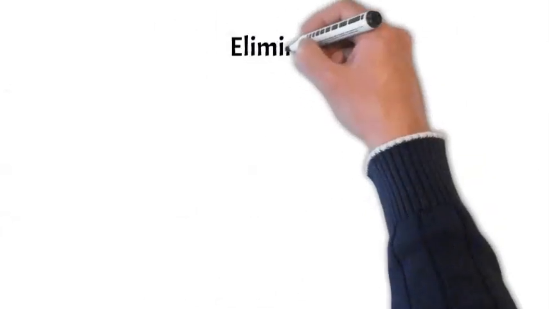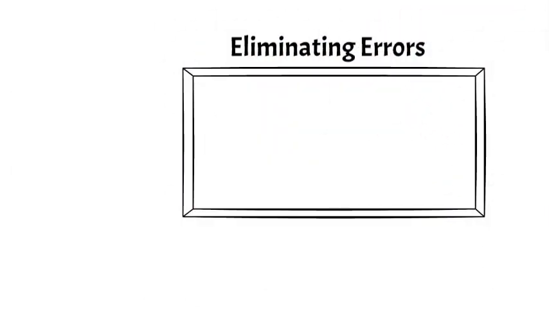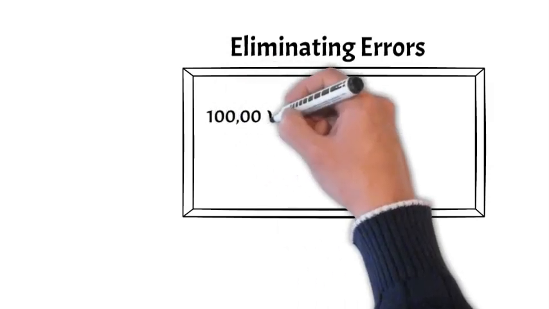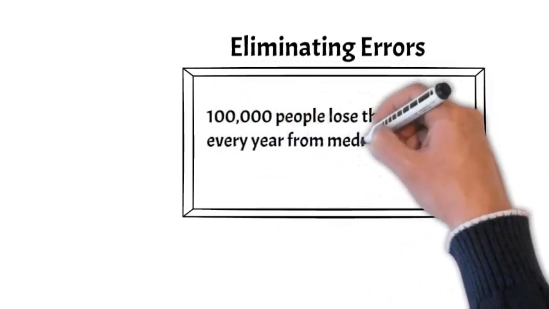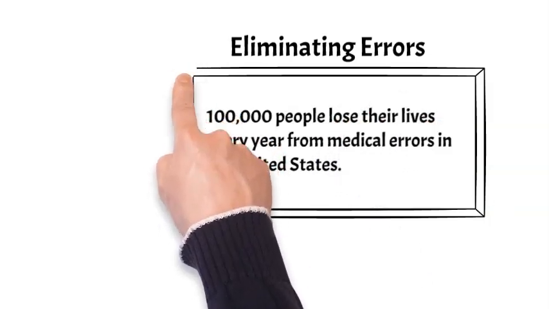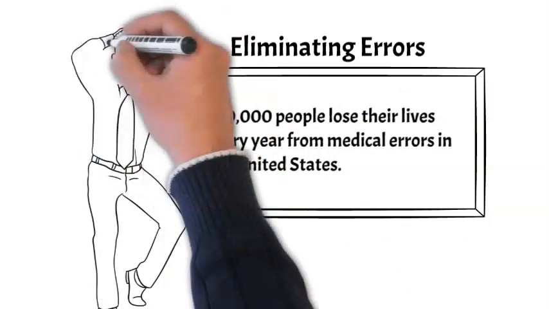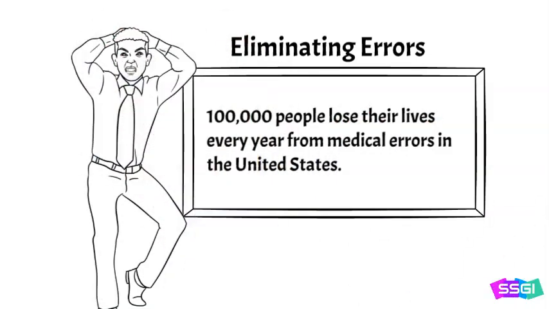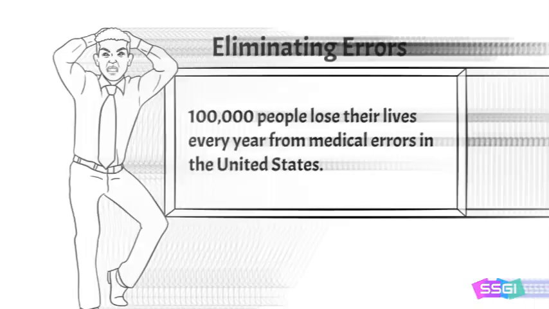The Institute of Medicine has estimated that 100,000 people lose their lives every year from medical errors in the United States. Yet other studies, including one published in BMJ, formerly the British Medical Journal, concluded that this estimate is too low and that the number of deaths is closer to 250,000. Clearly, preventing these errors through better processes, as well as the use of new technologies, is a major challenge.